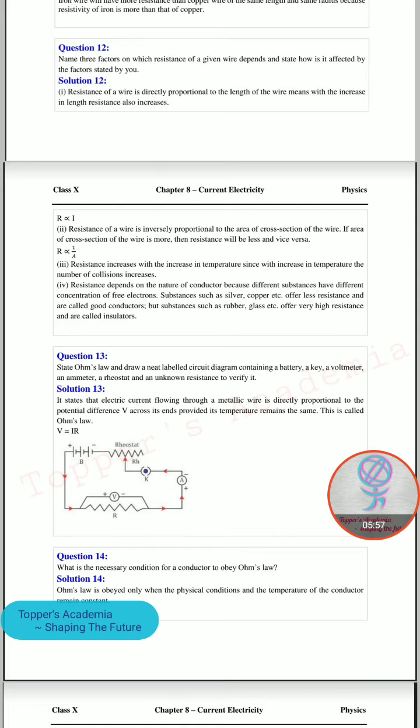Number 2, resistance of a wire is inversely proportional to the cross-sectional area. If the cross-sectional area is more, then the resistance will be less, and vice versa. It is given by R is proportional to 1 by A. And number 3, resistance increases with increase in temperature, since with increase in temperature, the number of collisions increases. Number 4, it depends on the nature of the conductor because different substances have different concentrations of free electrons. Substances such as silver, copper, etc. offer less resistance and are called good conductors, but substances such as rubber, glass, etc. offer very high resistance and are called insulators.